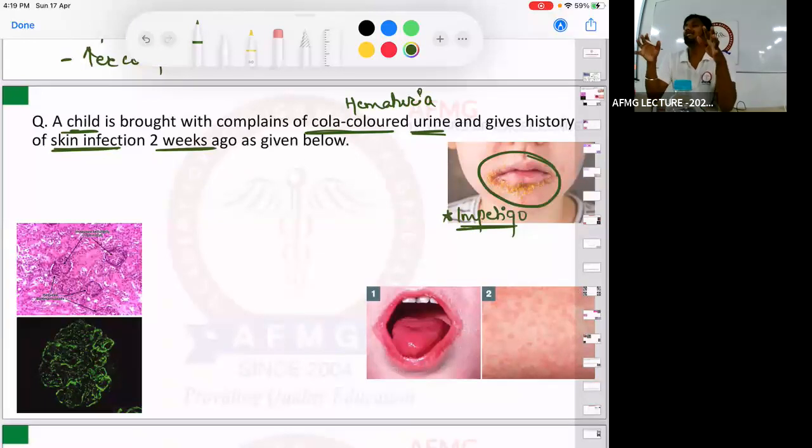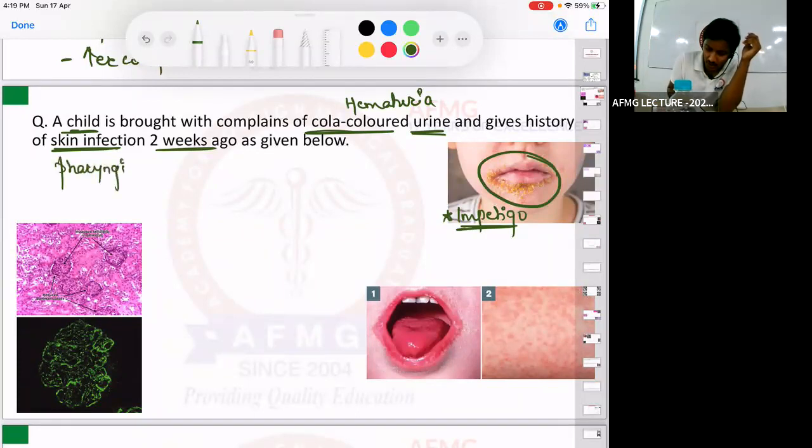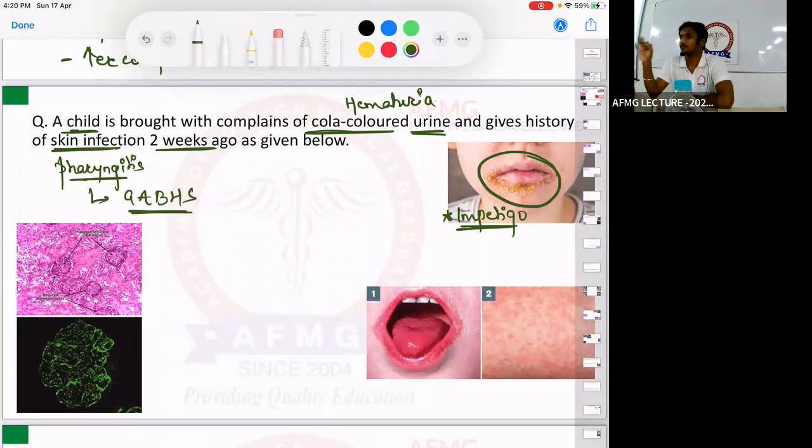Okay? Now please remember, if a child is having a history of impetigo or any skin infection, sometimes they can even mention pharyngitis or sore throat in the patient. And the organism which is isolated is group A beta hemolytic streptococcus. The organism responsible would be group A beta hemolytic streptococcus, also called Streptococcus pyogenes.